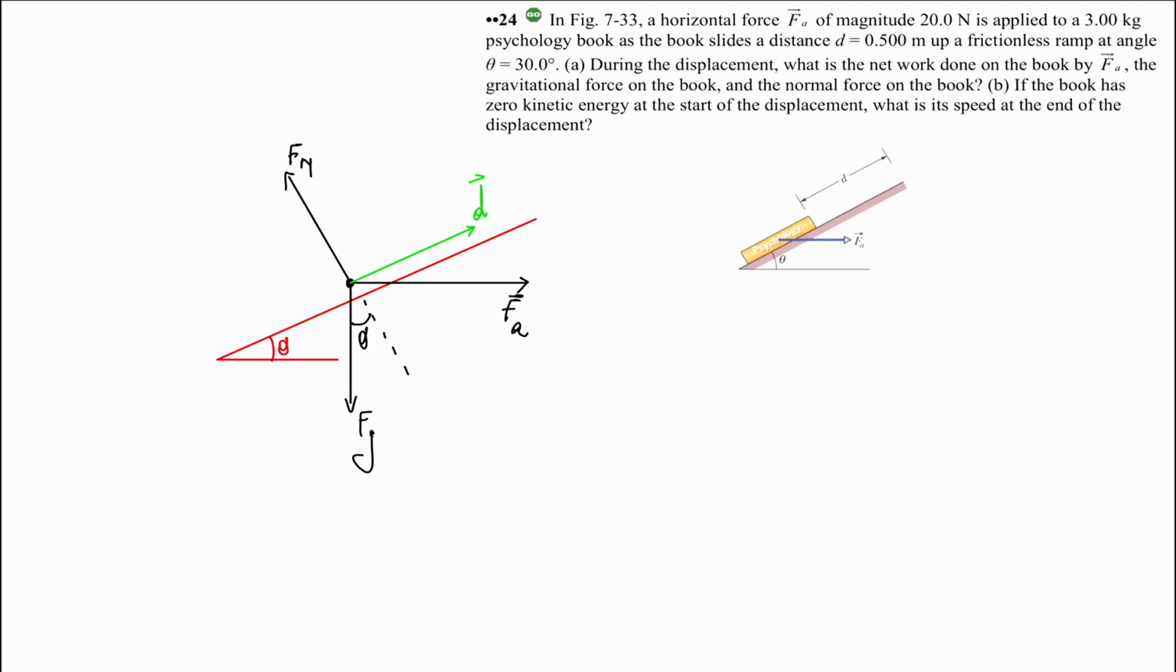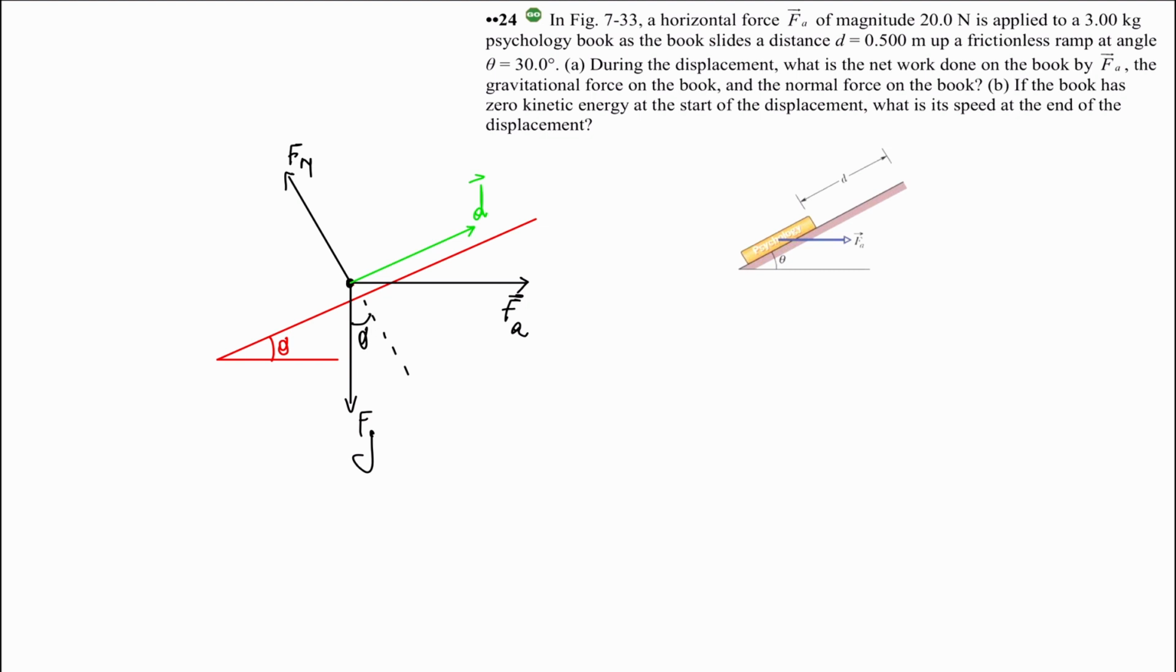But the point is we're going to calculate work, and in this situation we have a book that's being pulled by a horizontal force. So a horizontal force is acting on it such that the book slides up a ramp. And the ramp is frictionless, and we're told the mass of the book is 3 kilograms. And there's a force applied on the book. The size of the force is 20 newtons. And the angle of inclination for the ramp is 30 degrees. The amount of displacement the book will undergo is half a meter.